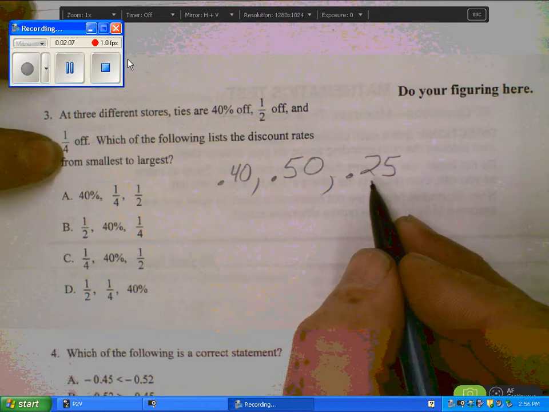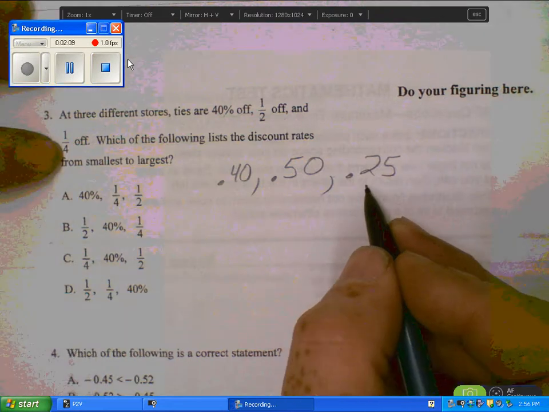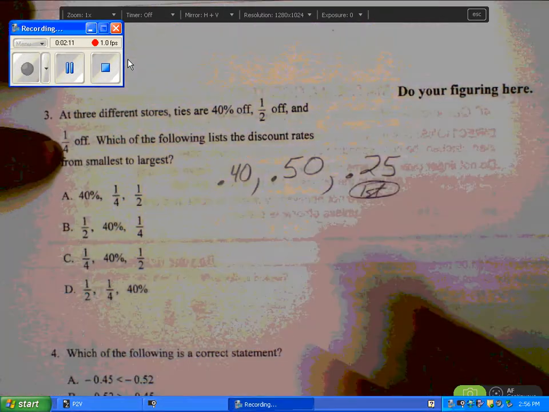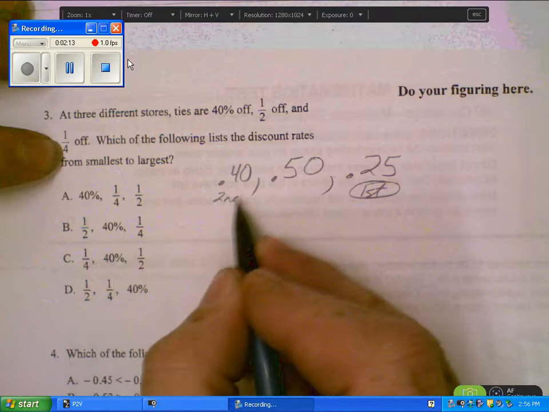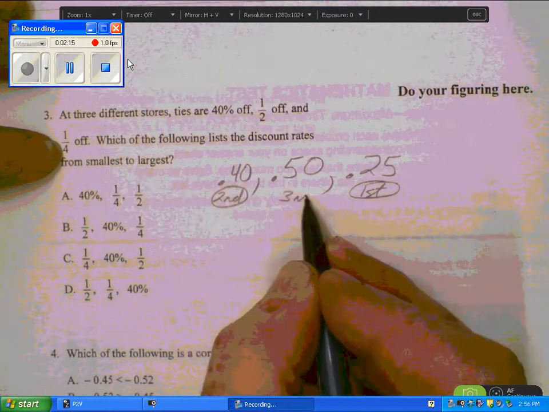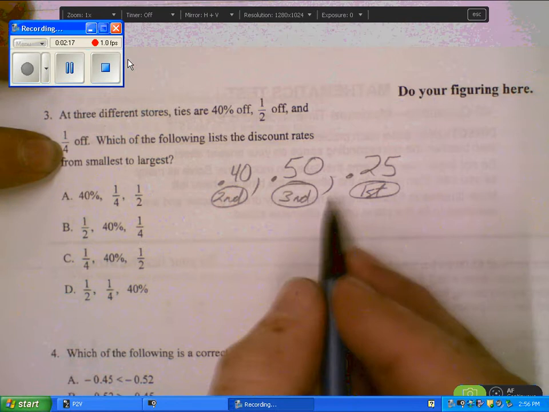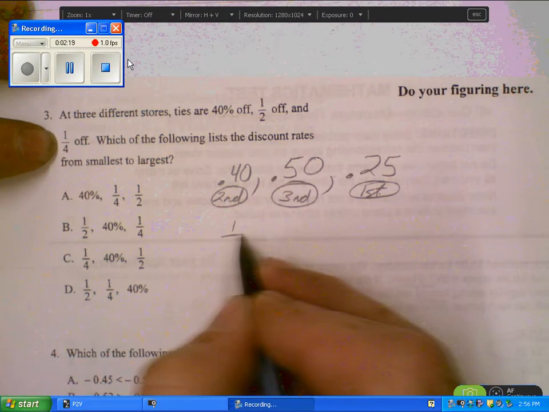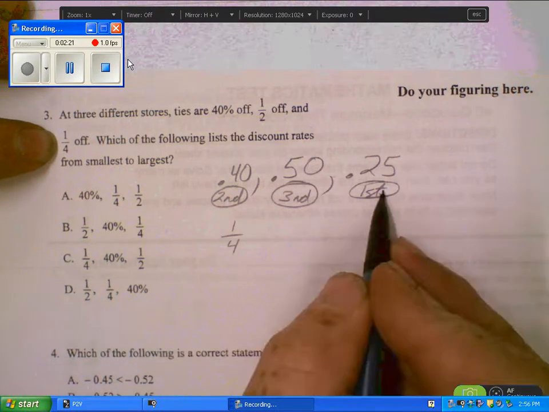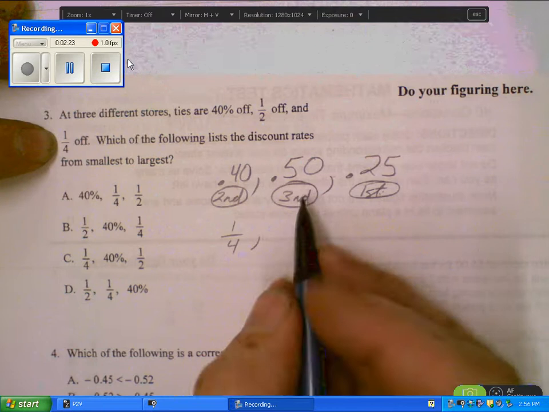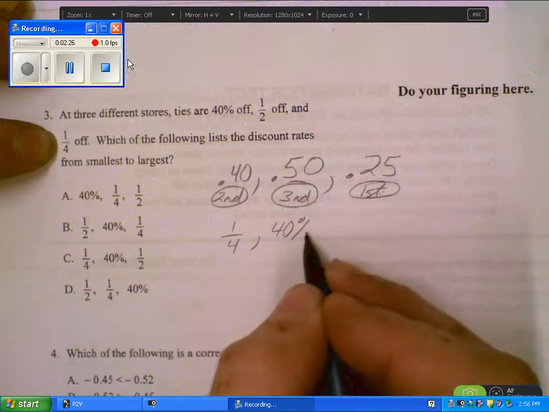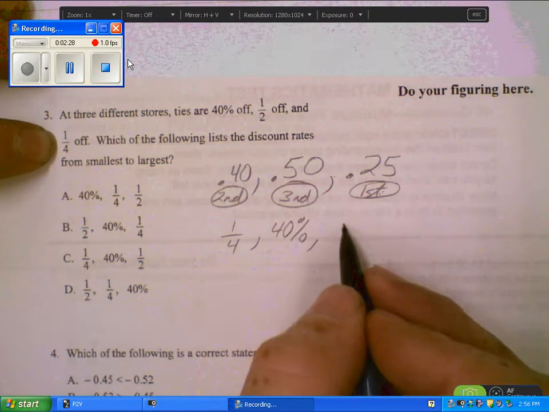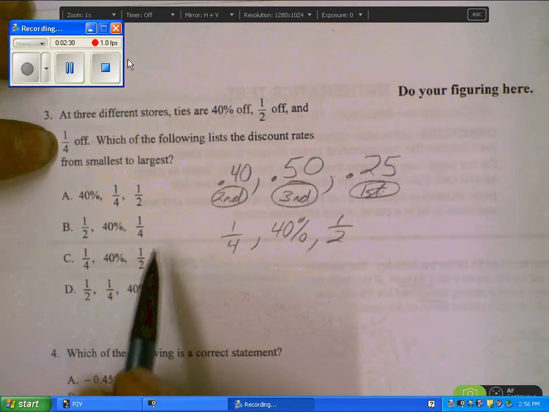And they want them from smallest to largest. Well, this one here is the smallest one, so that's first. This one's next smallest, that's second. This one's the biggest, that's the third one. So we'll go back and put them in the original form. That was 1/4. This was 40%. And then the 0.50 was 1/2. So that's that one right there.